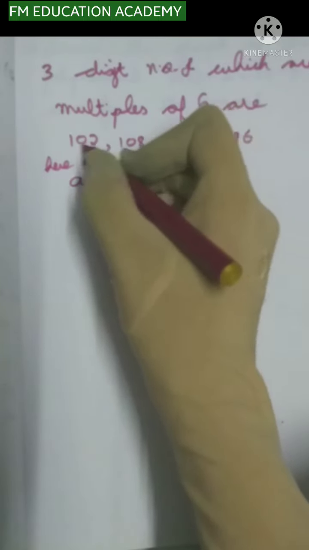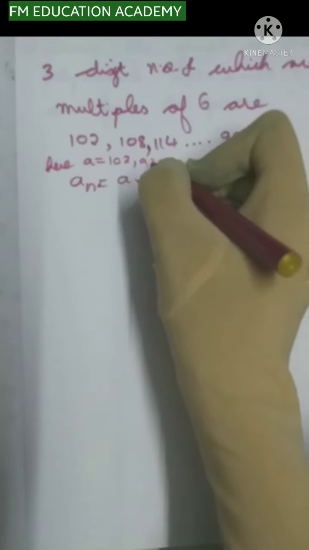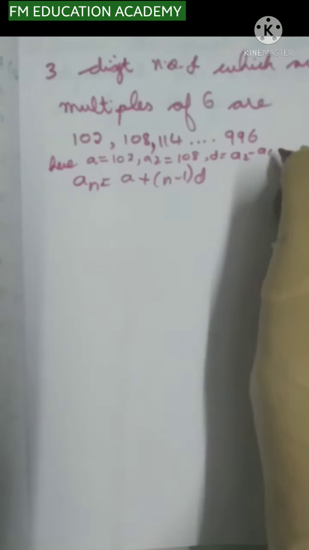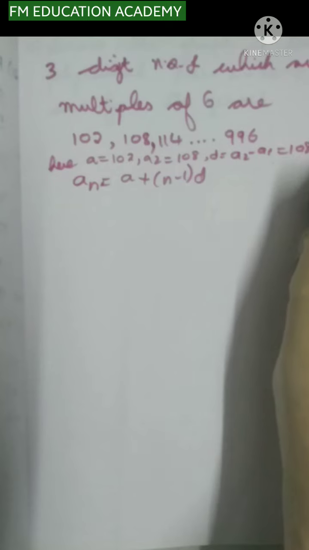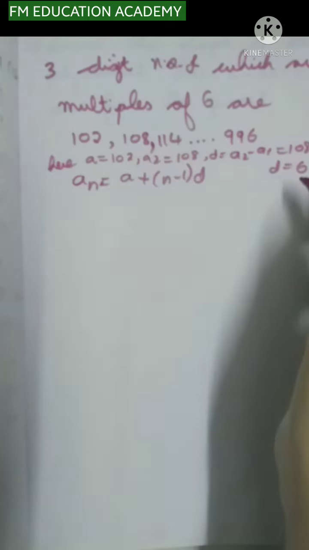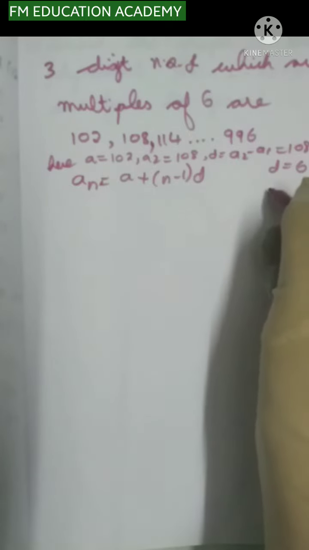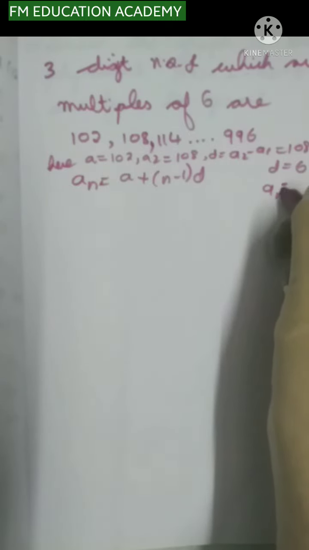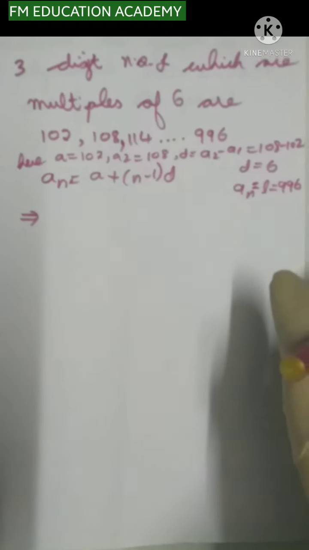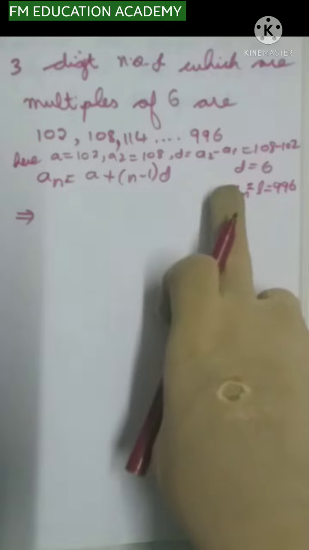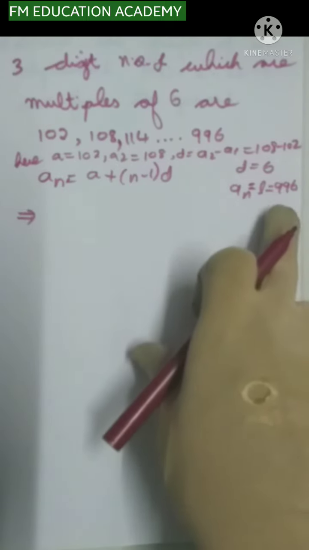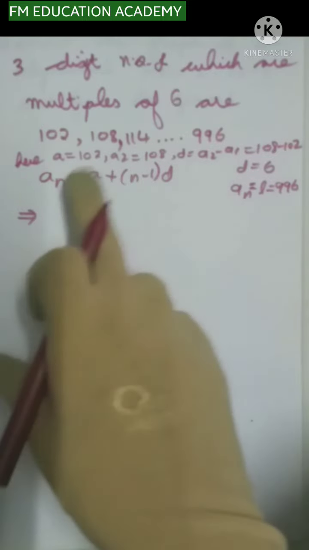A is known as the first term of the series, we got 102, second term is 108, so common difference is a2 minus a1, that is 108 minus 102, that is 6, common difference. First term is 102, difference is 6, and the last term, which is also called an as well as l, is 996. Okay, now substitute all these in the formula.